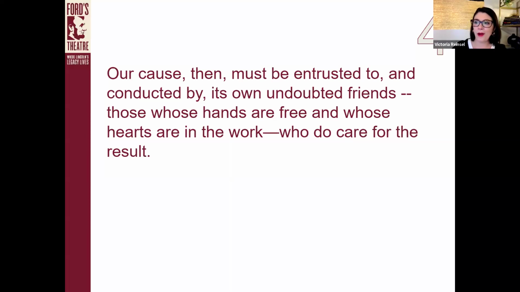So now he's talking about friends, and he's talking about hearts, and he's talking about caring for the results of how things are going to turn out. What's that about? When you start talking about friends and caring and hearts, what's that about? Talk to me about that.